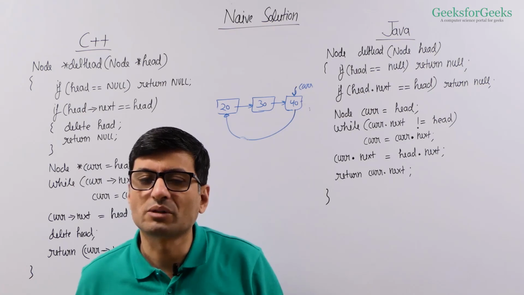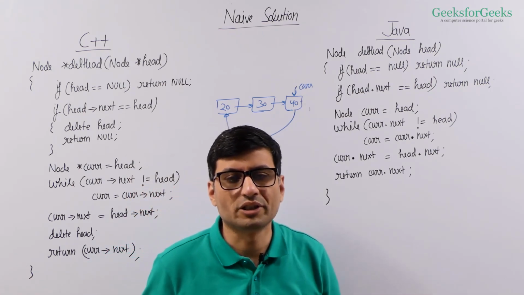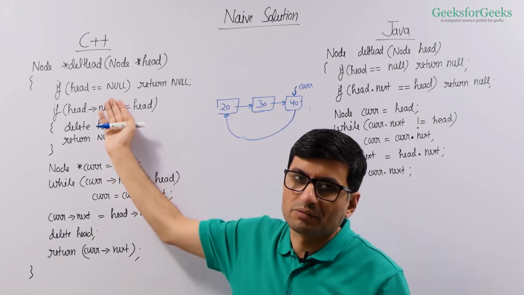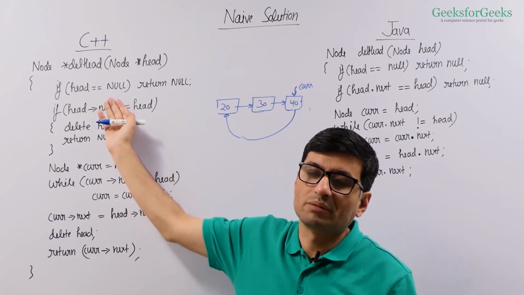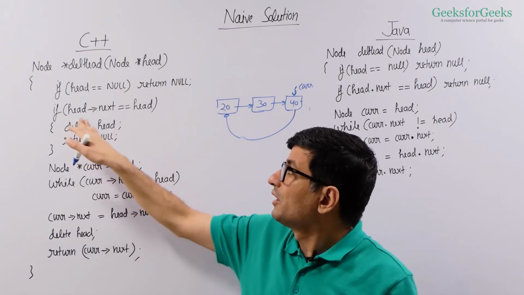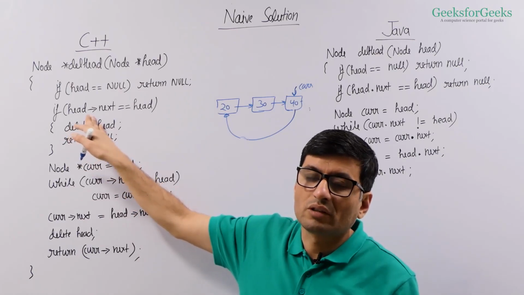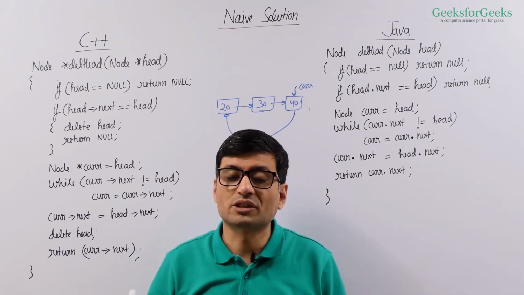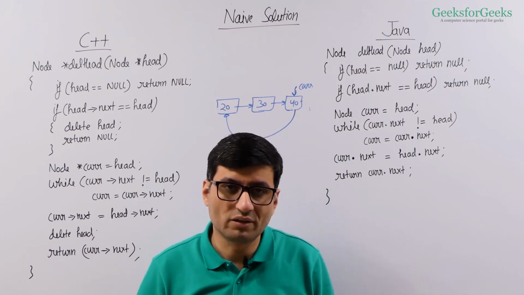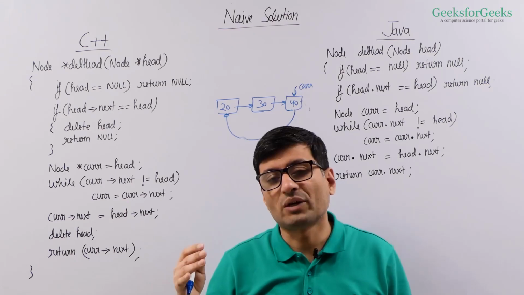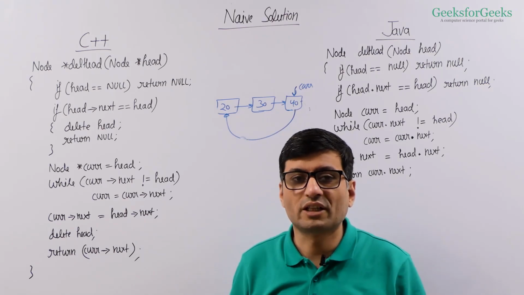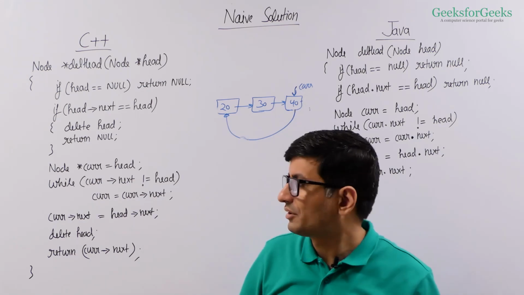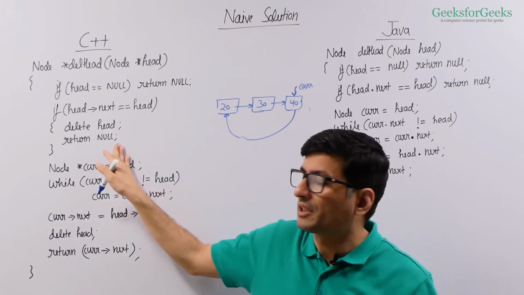This side we have the C++ implementation and this side we have the Java implementation. So what are we doing? We are checking for the base cases first. If the linked list is empty, then we return null. If the linked list has a single node, that case also has to be handled explicitly because in this case we need to deal with null. If the linked list is having only one node, then we need to assign head as null. In all other cases, we never deal with null. So this case has to be handled explicitly.